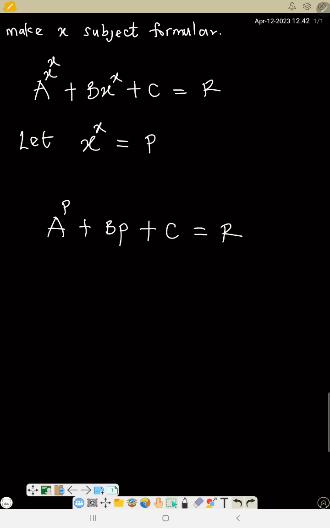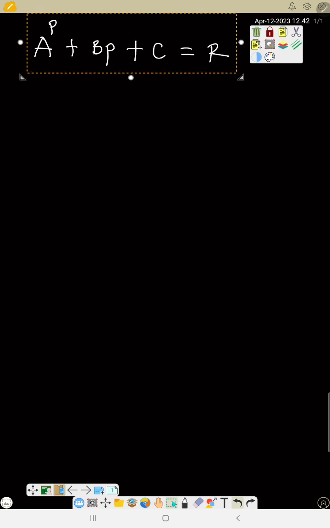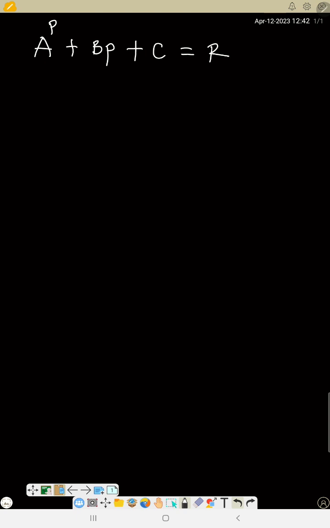So from here I need to find p first, and remember x raised to power x is p, and we are looking for x. So let me find p first. So from here I can find p. So this is the same thing as a raised to power p is equal to r minus c minus bp. So take these two to the other side: r minus c minus bp.